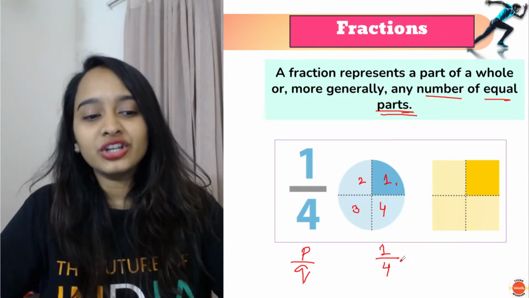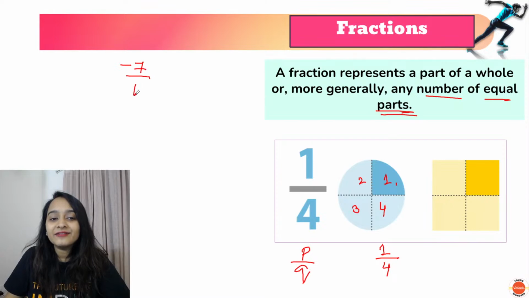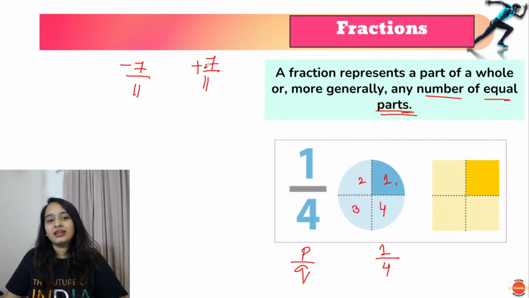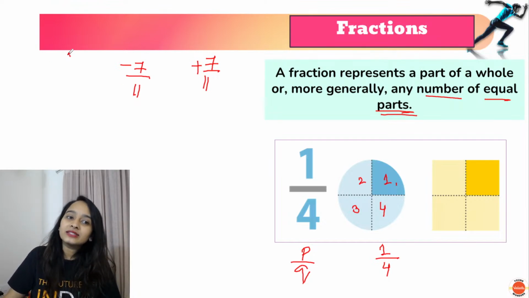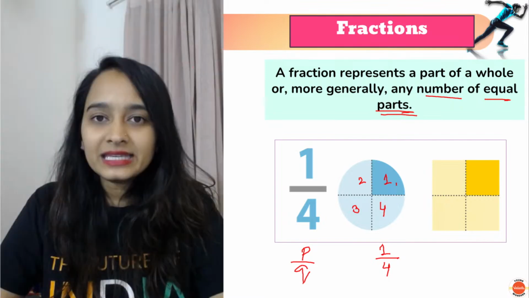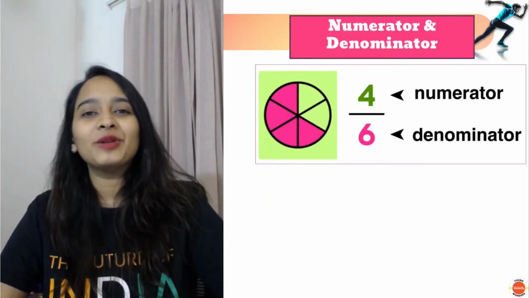Difference between a rational number and a fraction: rational numbers can have negative numbers as well, but in fractions you can't have negative numbers. They are only positive. In rational numbers it can be positive or it can be negative. Okay? We will learn that also. We had learned rational numbers in grade 7, and in grade 8 you will learn it again.